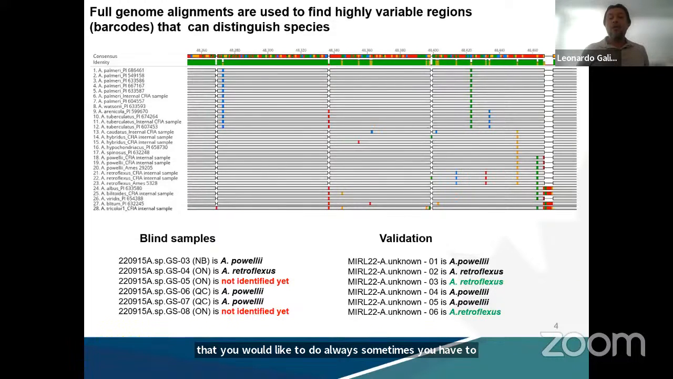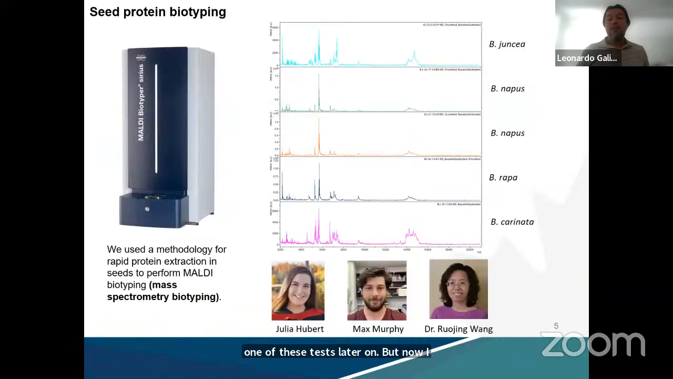And so some of these polymorphisms or changes can be turned into rapid tests to identify plants faster than just having to sequence. And I'll talk about one of these tests later on. But now I want to speak about the second methodology.